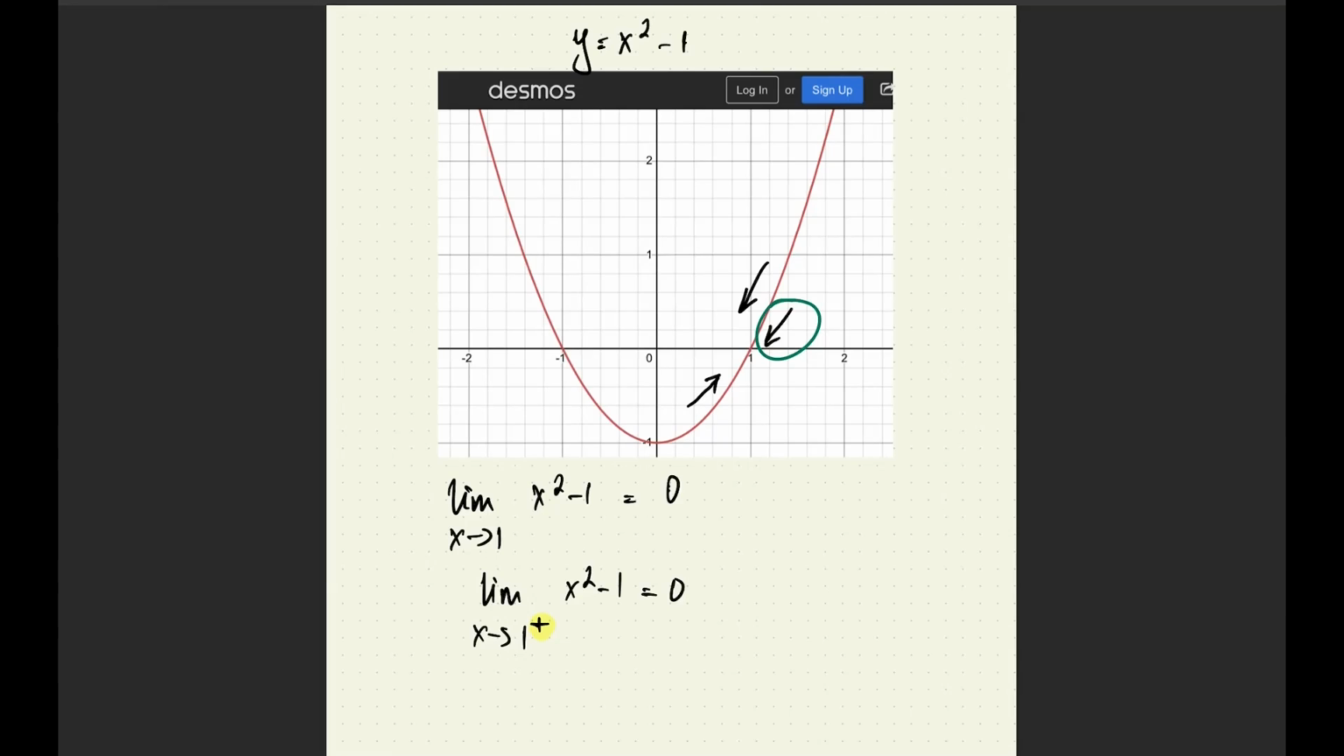Similarly, what we did over here is what we call the left-hand limit. So the notation for that would be the limit as x approaches 1 from the left-hand side. So we use the minus sign of x squared minus 1 equals 0. So why we use the minus sign again?